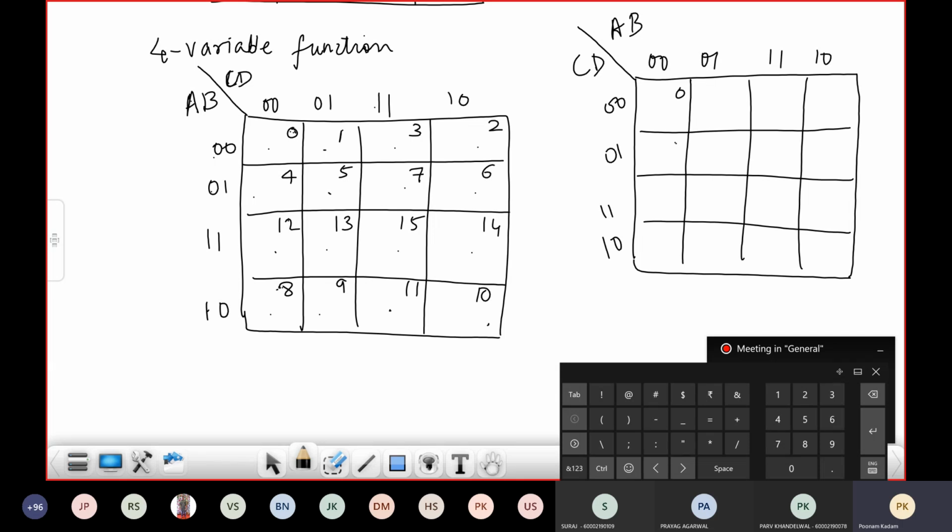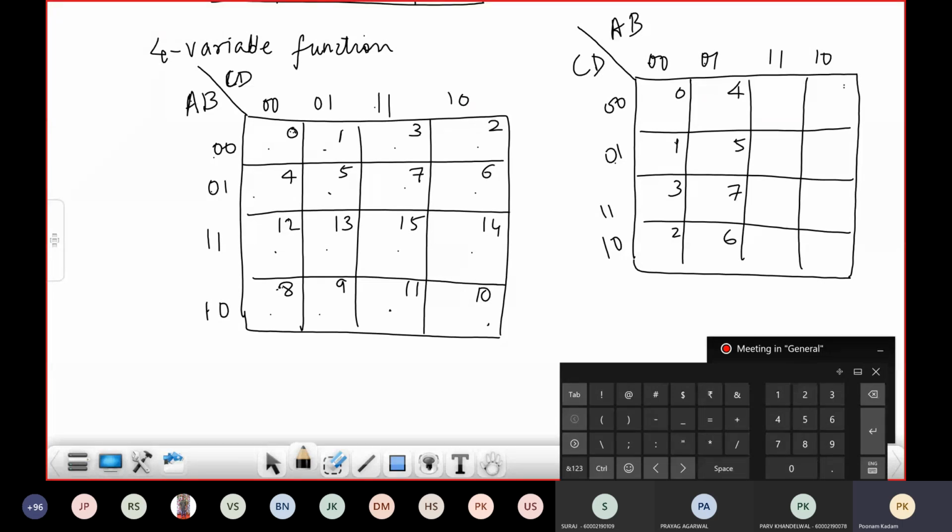This is minterm 1. Why? Because 0, 0, 0, 1. We are starting with A. So AB is 0, 0, CD is 0, 1. 0, 0, 0, 1 is minterm 1, right? 0, 0, 1, 1 is 3. 0, 0, 1, 0 is 2. Second column, 0, 1, 0, 0. 0, 1, 0, 0 is 4, right? 0, 1, 0, 1 is 5. 0, 1, 1, 1 is 7. 0, 1, 1, 0 is 6.